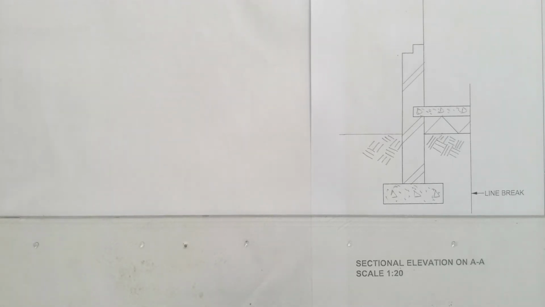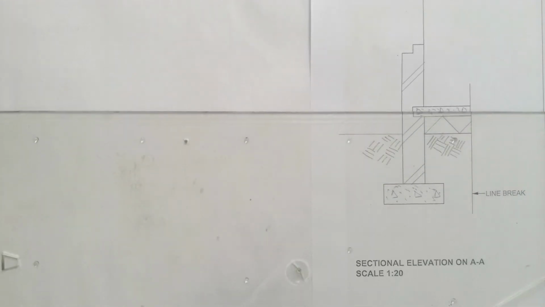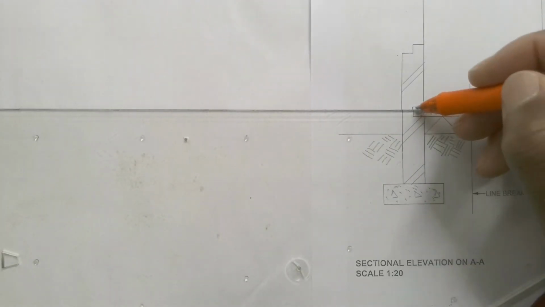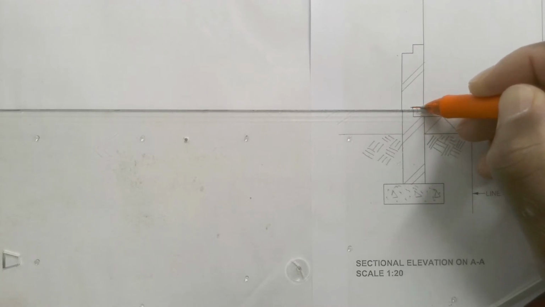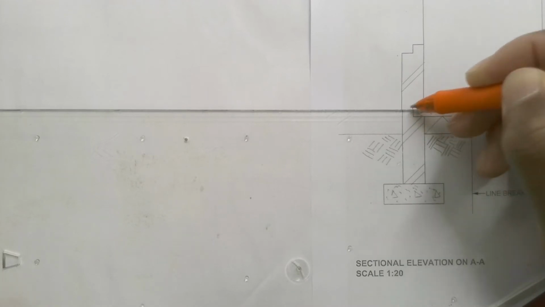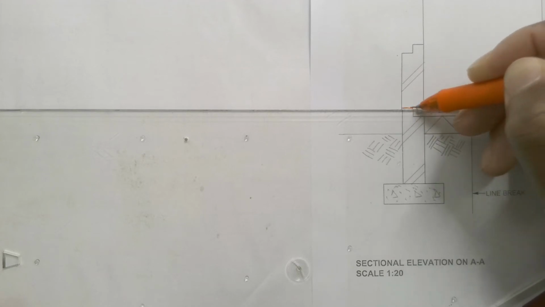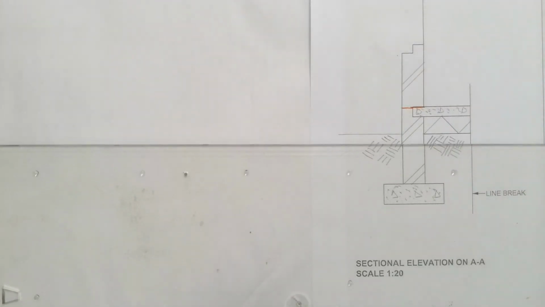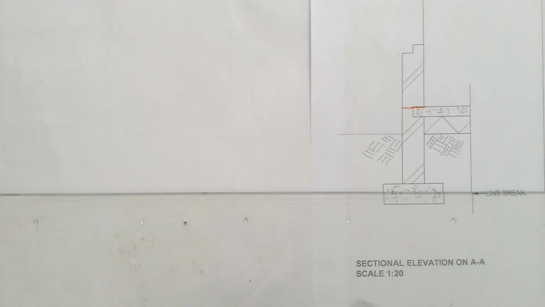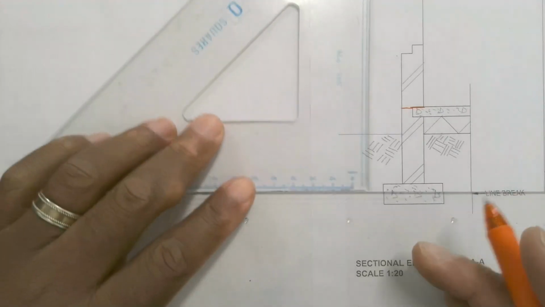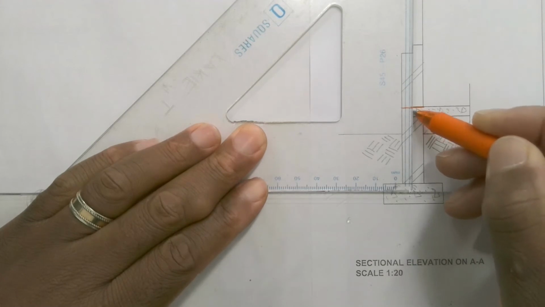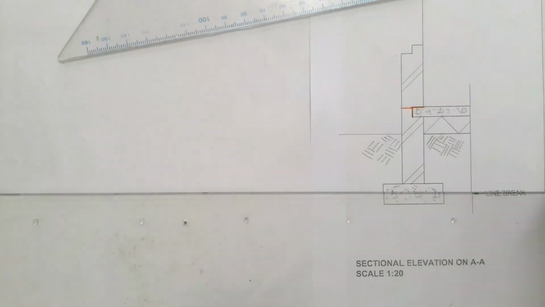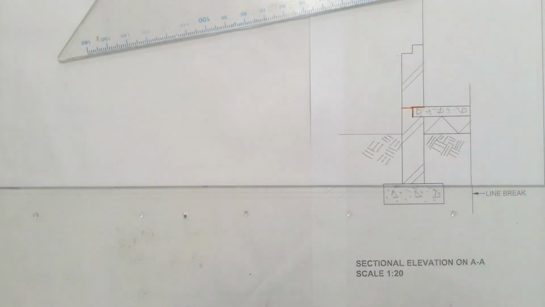Now we need to draw a DPC line. DPC is a damp proof course. It sits on the floor slab, and I use a pen to draw this because I want it to be visible. Because if I use a pencil, it then looks the same. So I make it very dark. It's like a T, and that is covered there.